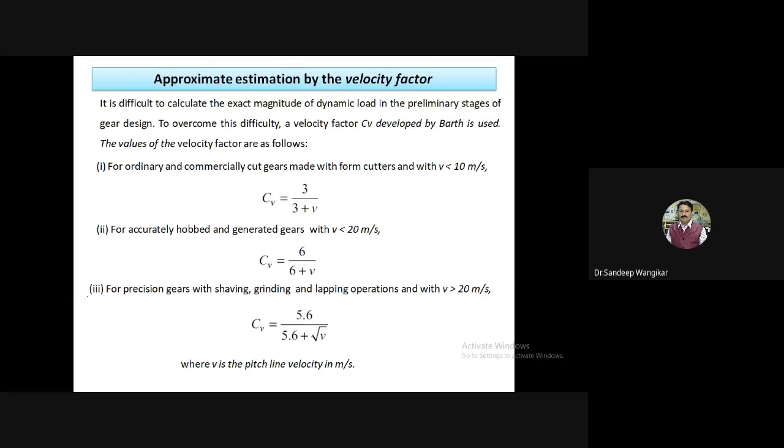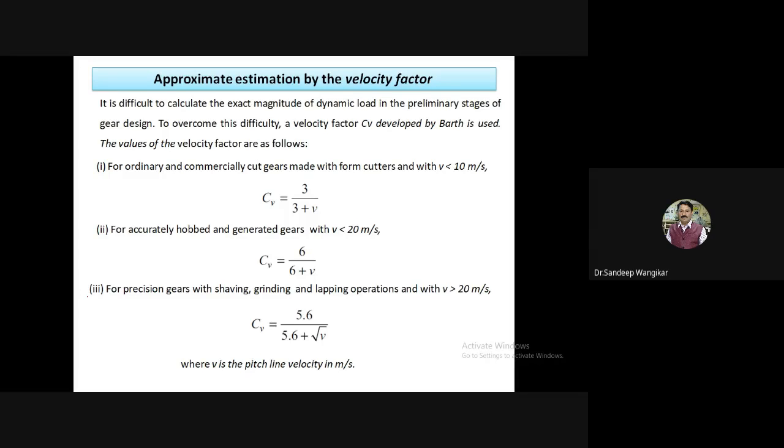CV is the velocity factor developed by Barth. This method is also called the Barth velocity factor or velocity factor method. We have to calculate the velocity factor CV, use it in a formula, and get the value of P effective. There are three different formulas for calculation of the velocity factor.